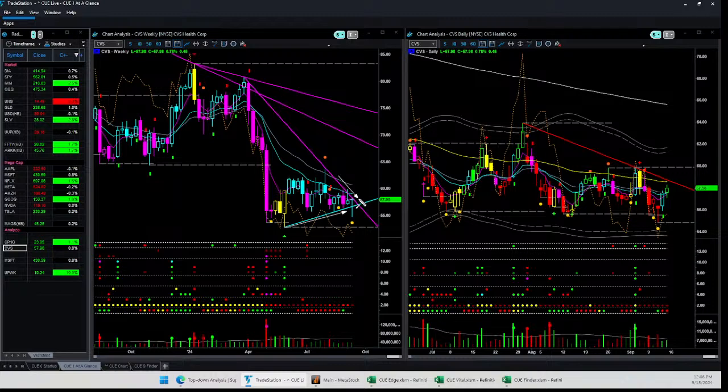In weekly, it is now inside a triangle. Daily has a trendline resistance. Daily watermark support has held. Even better, it created a false downside breakout.